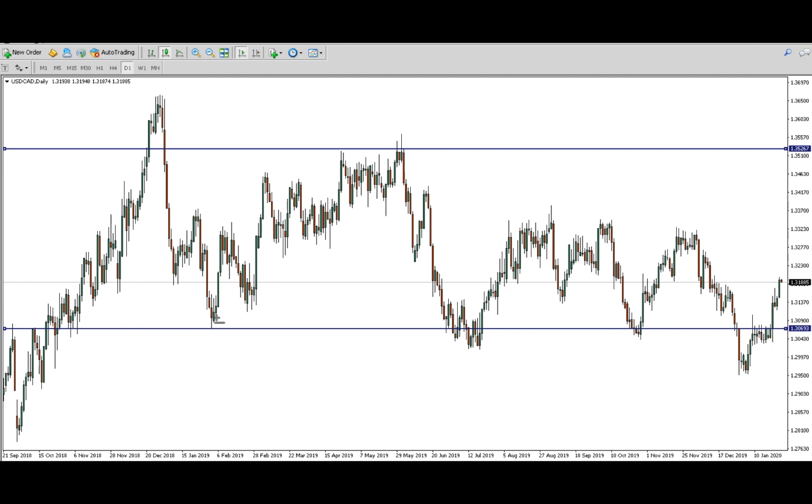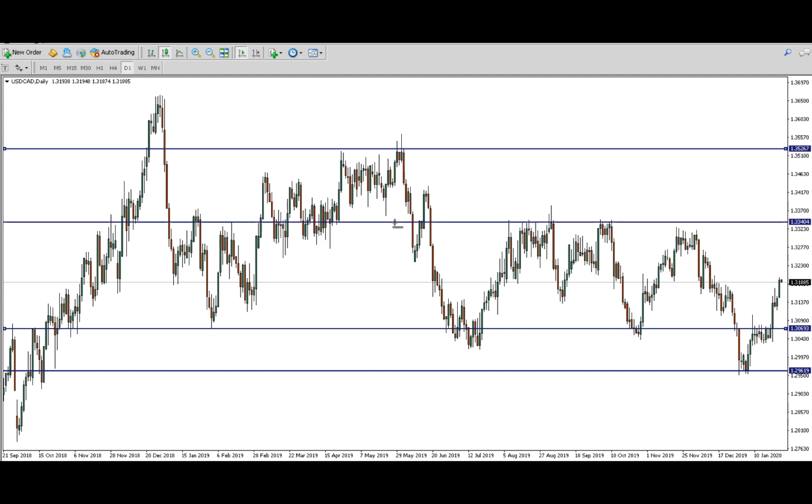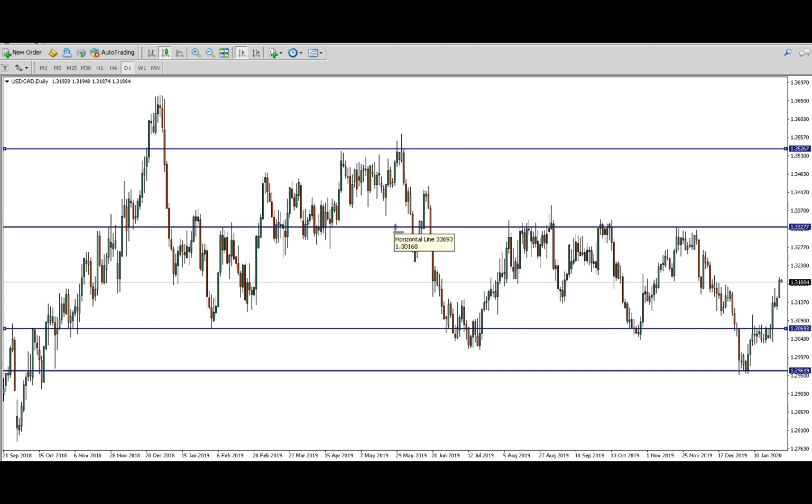But of course now we have also this level here, which we may not use right now because price is a little far away. But as you can see, it was important here, so we will keep it. And I will say we have one more important place somewhere here, right?